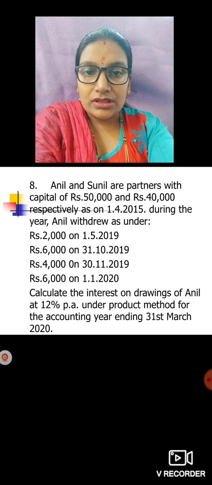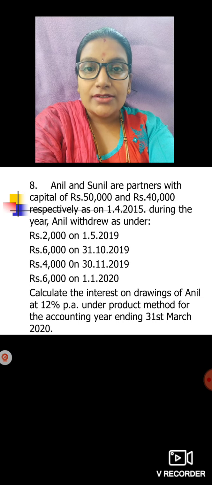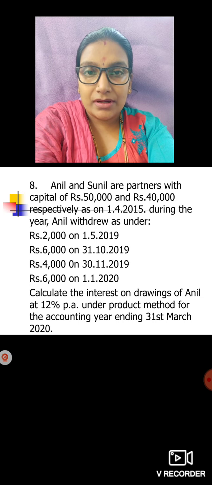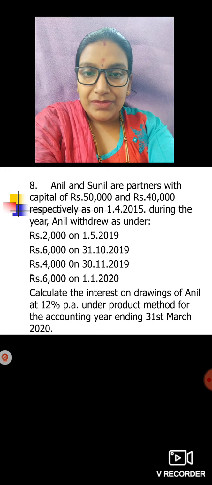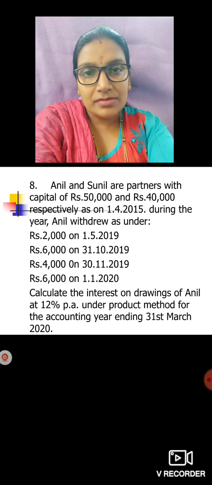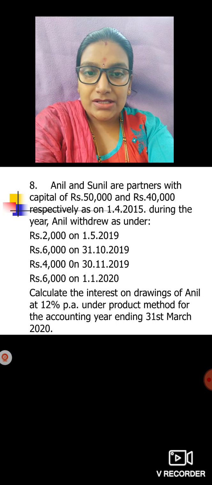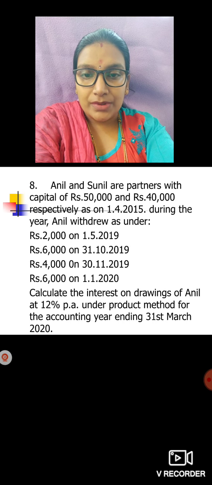Then 4000 on 30/11/2019 means 30th of November. So should count from December month. You should count from December to March. Then 6000 on 1/1/2020. Okay, should count from January to March. Okay, you should calculate interest, the rate they have given is 12% per annum.